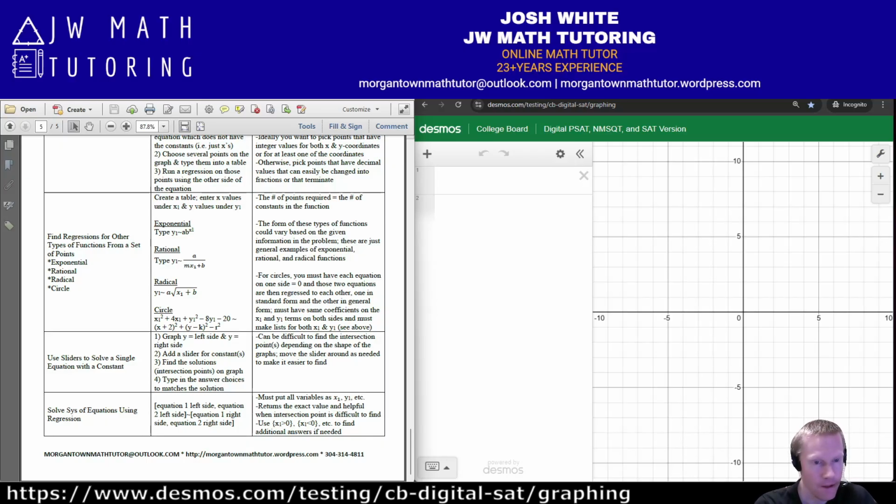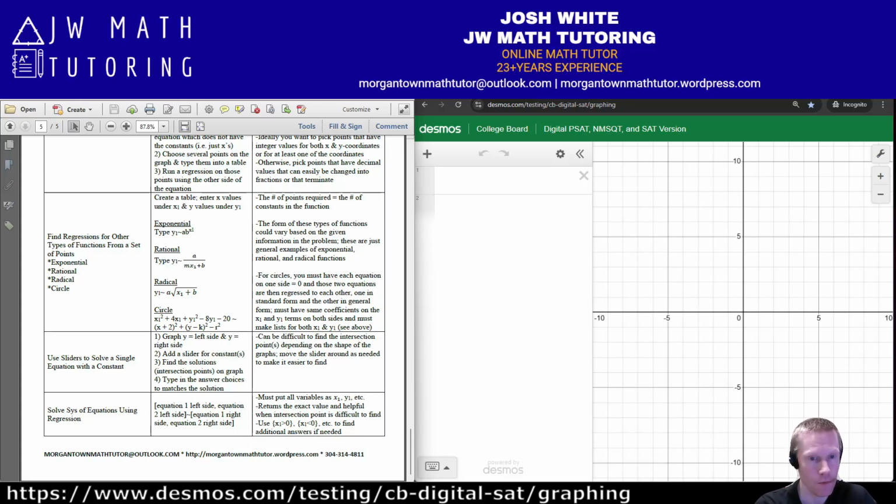And all you're going to do is basically graph y equals the left side of the equation, graph y equals the right side of the equation. You're going to add a slider for the constant, or if there are multiple constants, for each of them. Then you're going to find the solutions, i.e. the intersection points on your graph. And lastly, you're going to type in the answer choices, the formulas, and see which answer choice gives the same numerical value as the solution or solutions that you found from the graph itself.